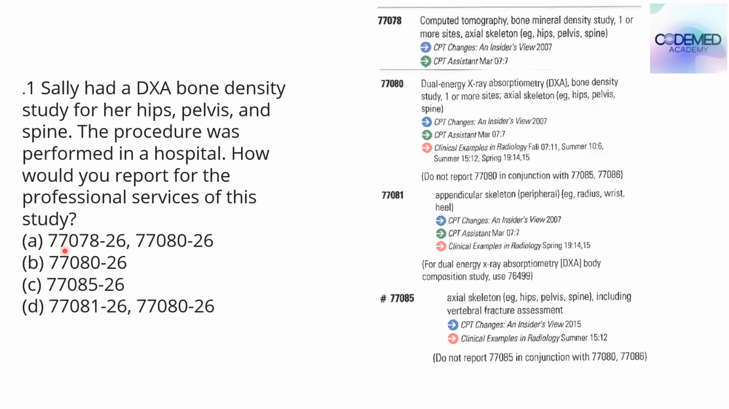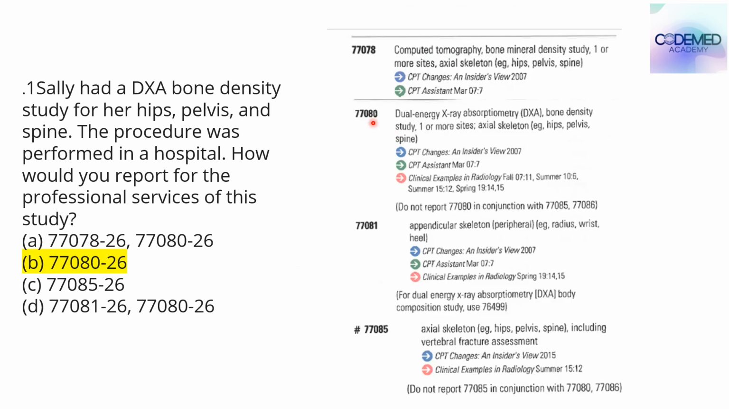Okay, so look at all the codes and then tell me the answer. So this is a DEXA study, that is dual energy X-ray absorptiometry study, and the area is hips, pelvis and spine. Pretty easy and straightforward question. So yes, 77080 is the correct code because it is talking about the dual energy DEXA bone density study, one or more sites, axial skeleton, hips, pelvis and spine. And they have asked for the professional service, so we will put the modifier 26.